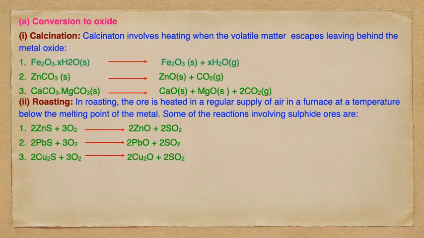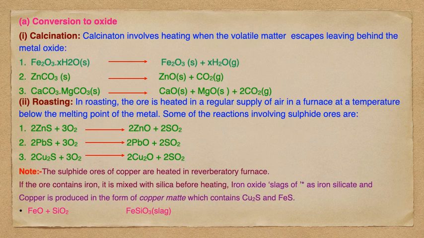The main difference between calcination and roasting is therefore that calcination involves heating in a limited supply or absence of air, while roasting involves the heating of the ore in excess of air. In calcination, carbonates are converted into oxides. In roasting, sulfides are converted into oxides.